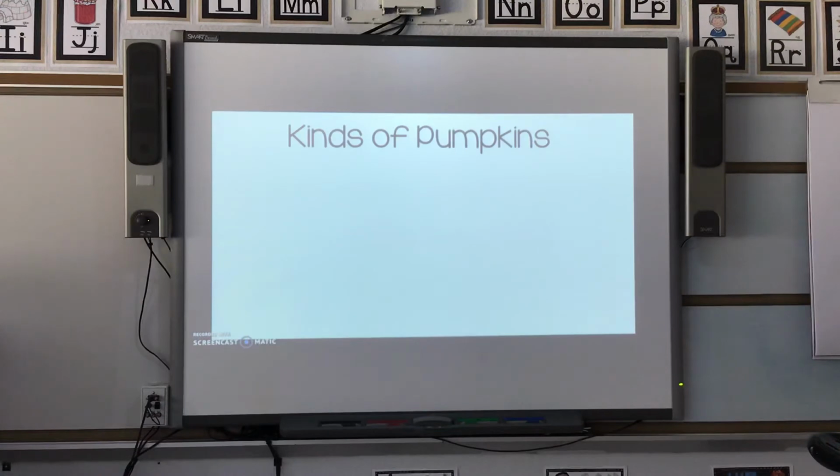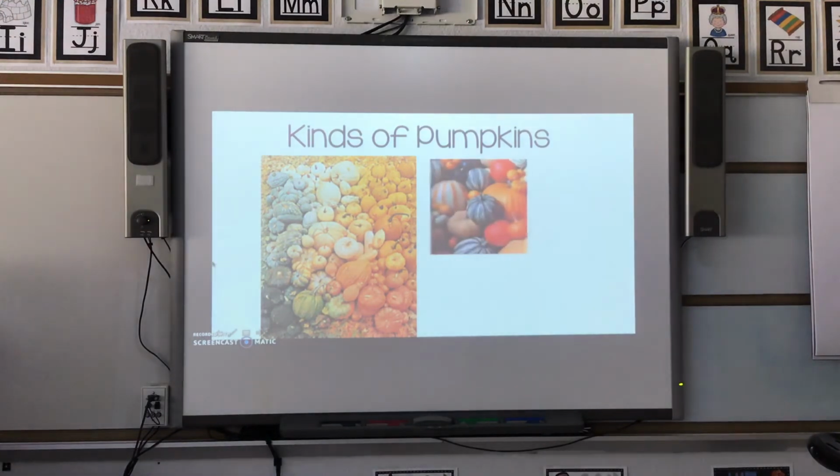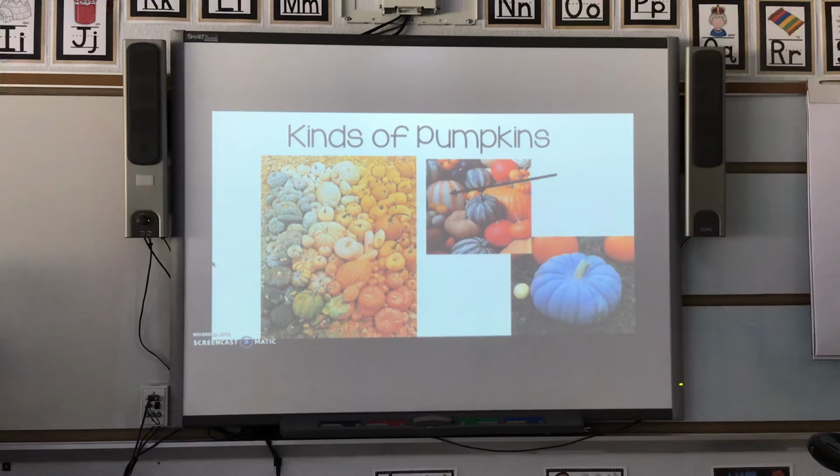Pumpkins can also come in different colors. In this picture, I see orange pumpkins, some yellow pumpkins, white pumpkins, and green pumpkins. Pumpkins can also have stripes. Here's a white and orange striped pumpkin. And did you know pumpkins can even be blue? Look at that cool blue pumpkin. It still has a stem and it still has ribs.